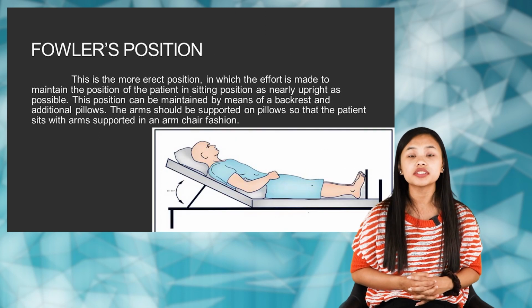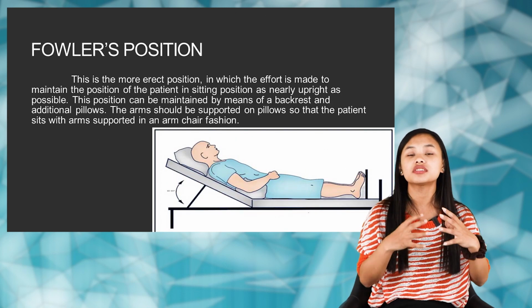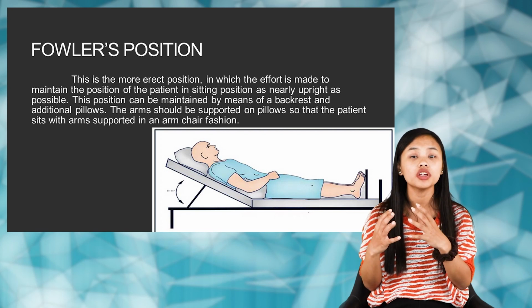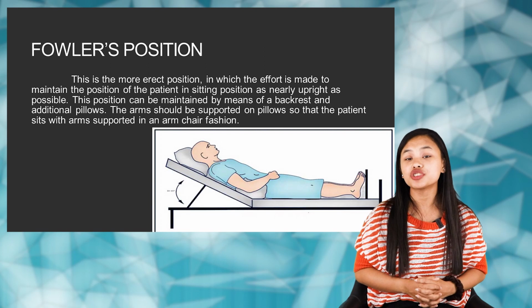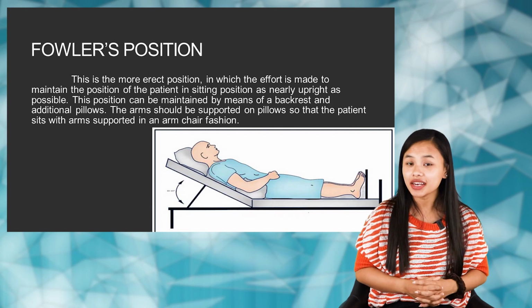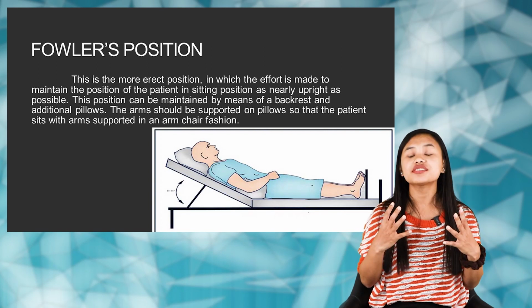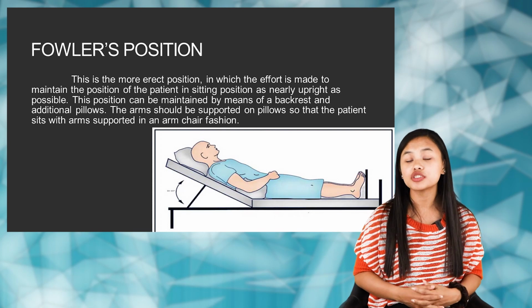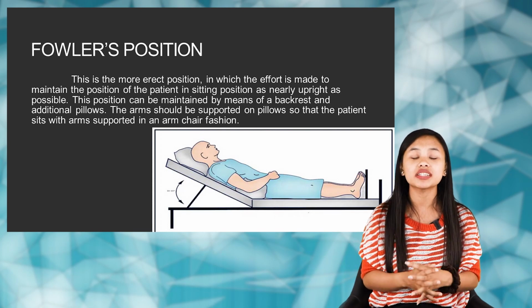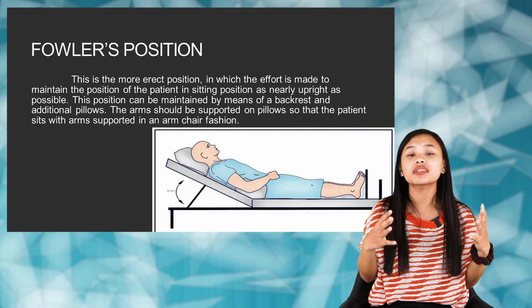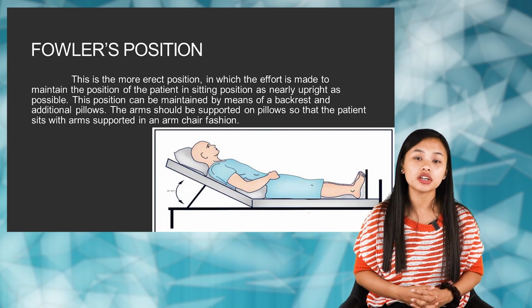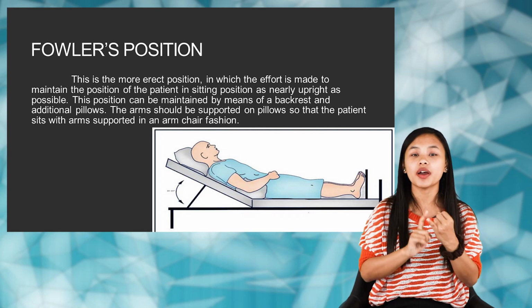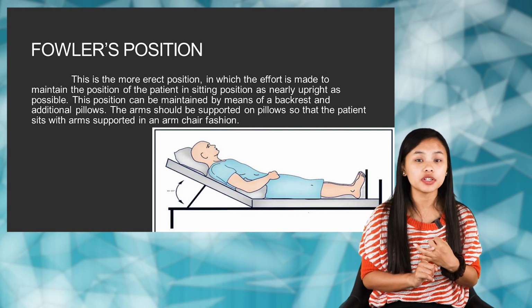So the next one is the Fowler's position. So this is the more erect position in which the effort is made in order to maintain the position of the client in a sitting position as nearly upright as possible. So here what we will be doing is that we will be trying to make the client be in a sitting position where we can use certain comfortable devices such as the backrest or the additional pillows.